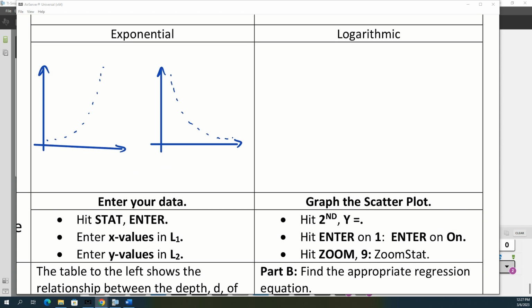All right, and then logarithmic is another one. This year is the first year you've heard anything about logarithms, so you may or may not remember what those graphs look like. They're going to be this shape.